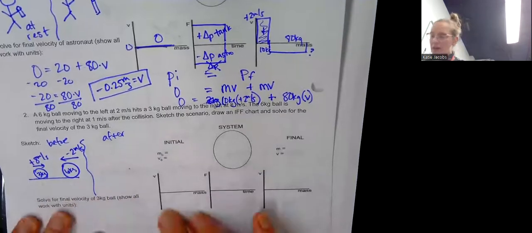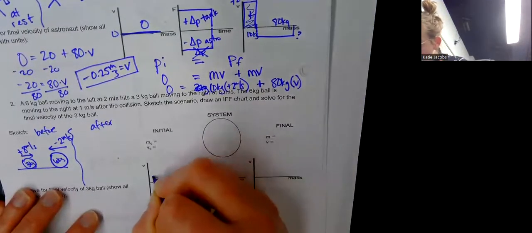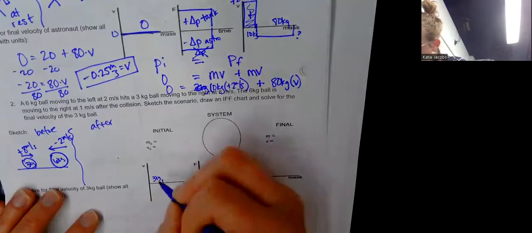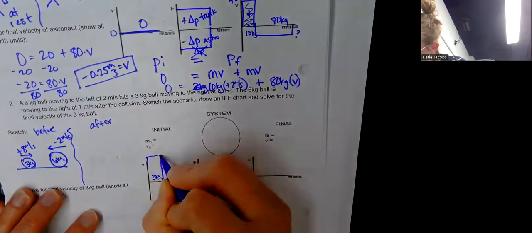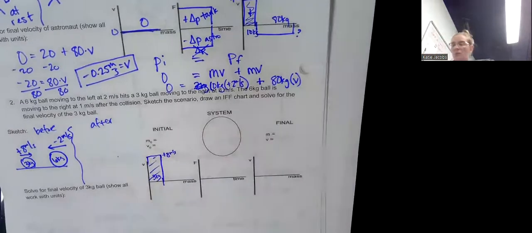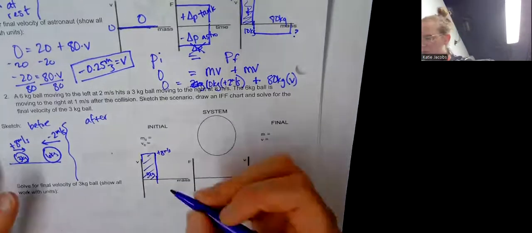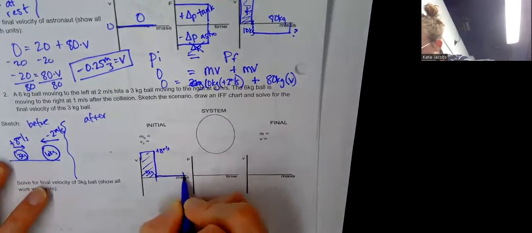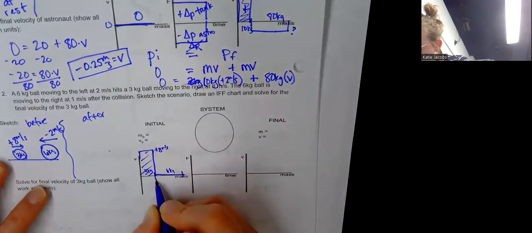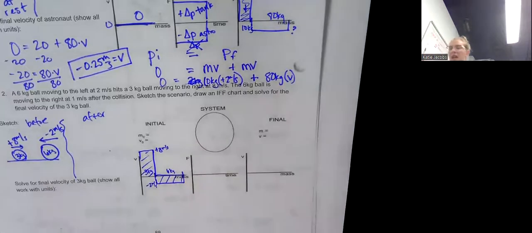Let's go ahead and draw that in our IFF chart. The 3 kilogram one is smaller and it's moving to the right at positive 8. So I will know its momentum. It's going to be 3 times 8. It's going to be 24 kilograms meters per second. The 6 kilogram one is moving to the left at negative 2 meters per second. So it has a negative momentum. Its momentum is negative 12.